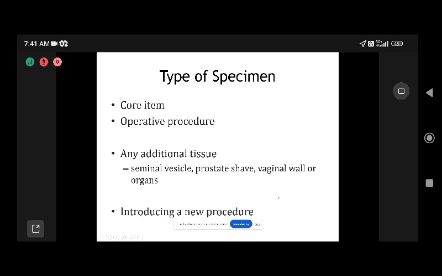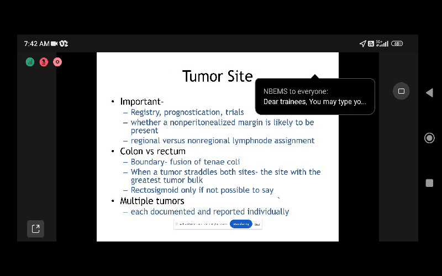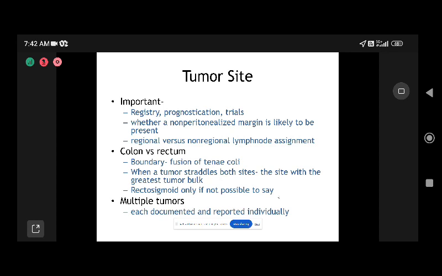So any additional tissue or any other new procedure which you start introducing, suppose you have started doing extended APRs or intersphincteric resections or complete colonic mesocolic excisions, whatever modifications or new techniques you introduce which can have a bearing on the pathology evaluation, on the margin assessment, that should be communicated to the pathologist also, so that they are also updated and they also provide you the information that you want. Tumor site, absolutely, again, important information.